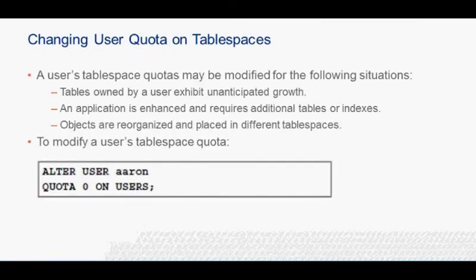We may need to modify tablespace quotas in the following situations: when tables owned by a user exhibit unanticipated growth, when an application is enhanced and requires additional tables or indexes, or when objects are reorganized and placed in a different tablespace. We can use the following command to modify a tablespace quota or to reassign a tablespace: ALTER USER username, then default tablespace, temporary tablespace, quota. That's it.